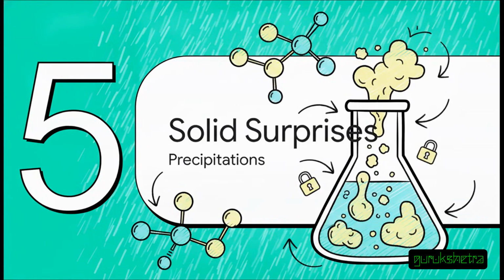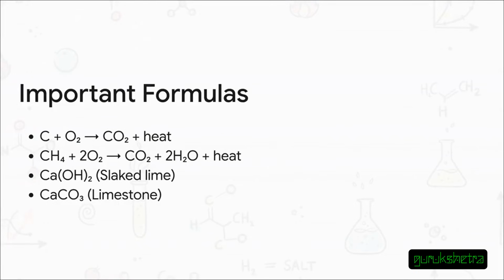Section 5, Solid Surprises and Formulas. Speaking of those solid surprises, let's lock in some crucial formulas and visual cues that you absolutely have to have memorized. I'm writing these core formulas in bright neon so they really pop in your notes. First, standard combustion. Carbon plus oxygen yields carbon dioxide and heat. Next, the combustion of methane gas. CH4 plus 2O2 yields CO2, water, and heat.